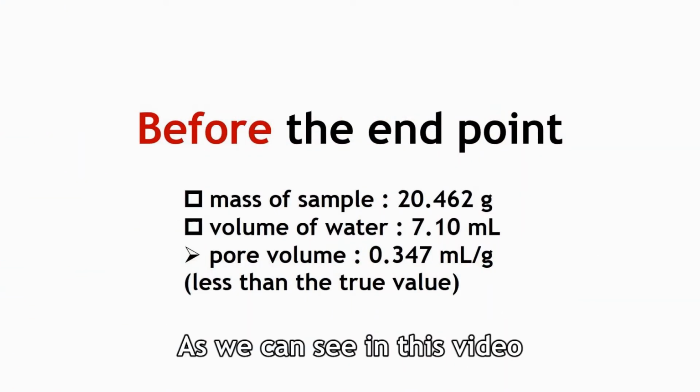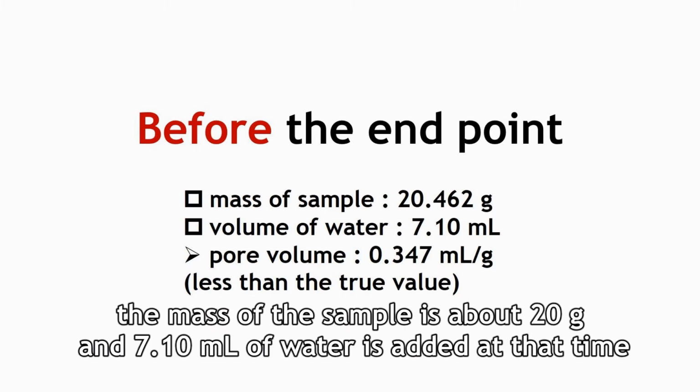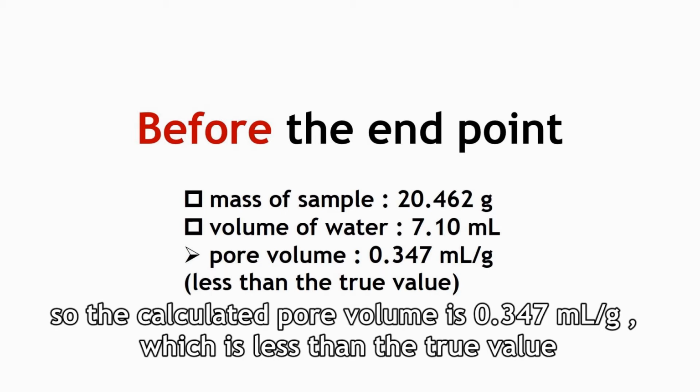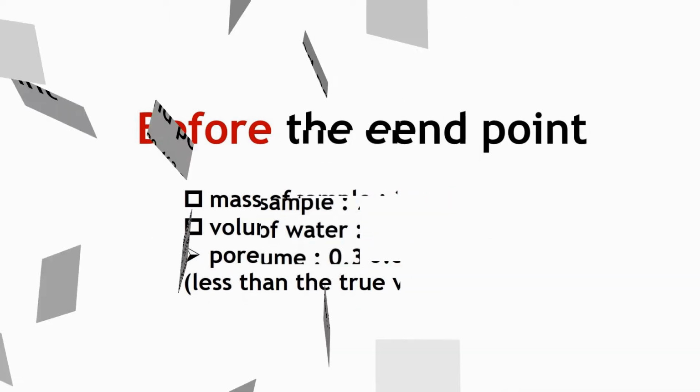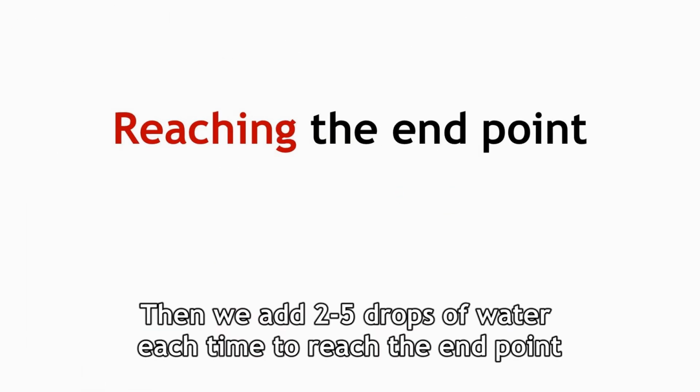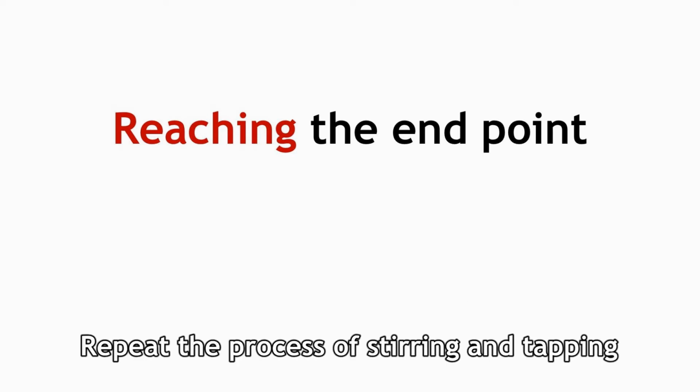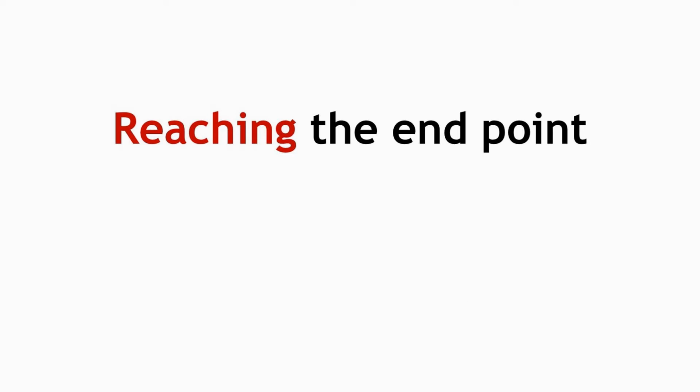As we can see in this video, the mass of the sample is about 20 grams, and 7.10 ml water is added at that time, so the calculated pore volume is 0.347 ml per gram, which is less than the true value. Then we add 2 to 5 drops of water each time to reach the end point. Repeat the process of stirring and tapping.